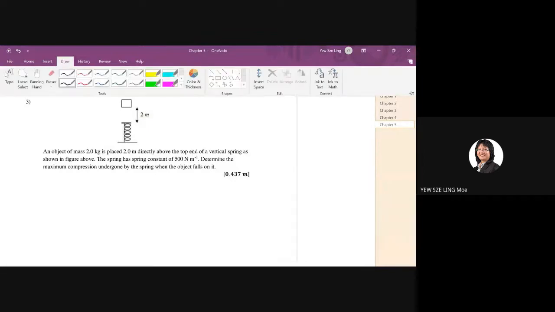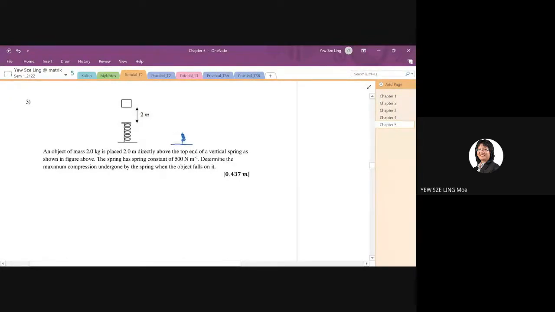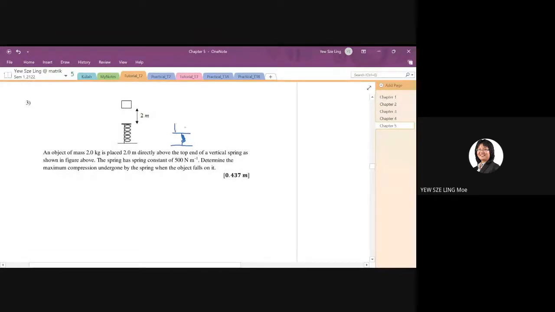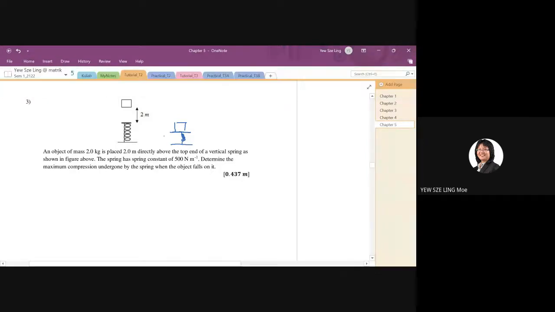Okay, I want to sketch one more diagram. This is a spring, and this spring has already undergone a compression. So this is the object. What am I going to do right now to make it easier for me to calculate? I'm going to take the compression as 0. I'm going to take here as 0. So this is H equals 0.